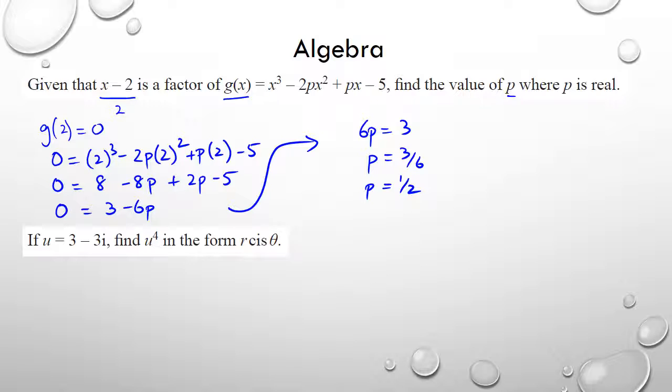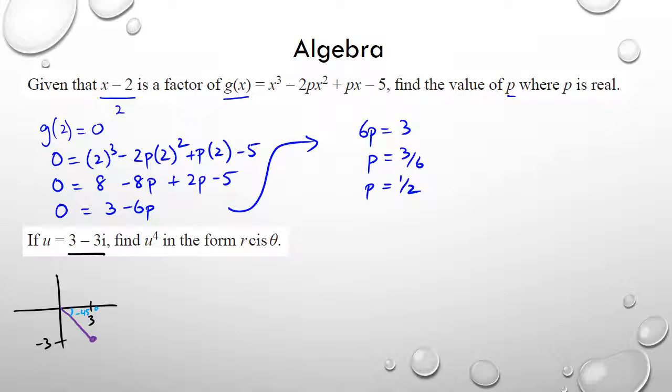Now with the second question, I've got u is equal to 3 minus 3i. So I'm going to first draw that. So 3 is there, negative 3 is there. And my complex number looks like that. So I know what the argument is. That's going to be minus 45 degrees.